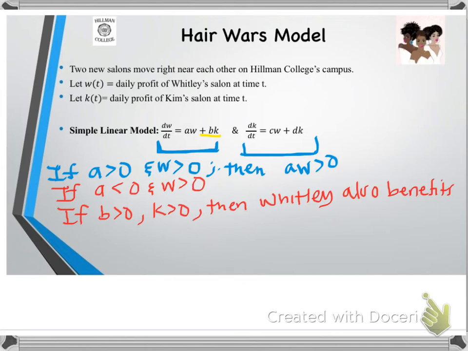All right. And if B is less than 0, but Kim is still making money, what do you think that means? So what could that mean?